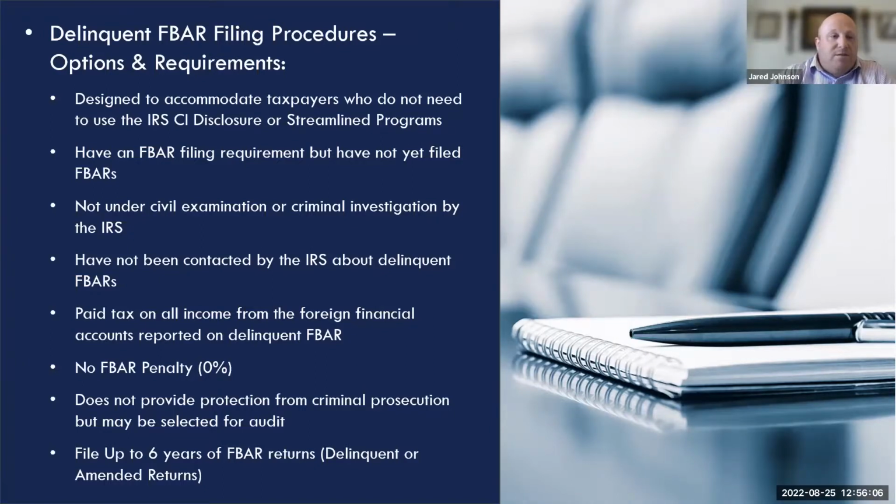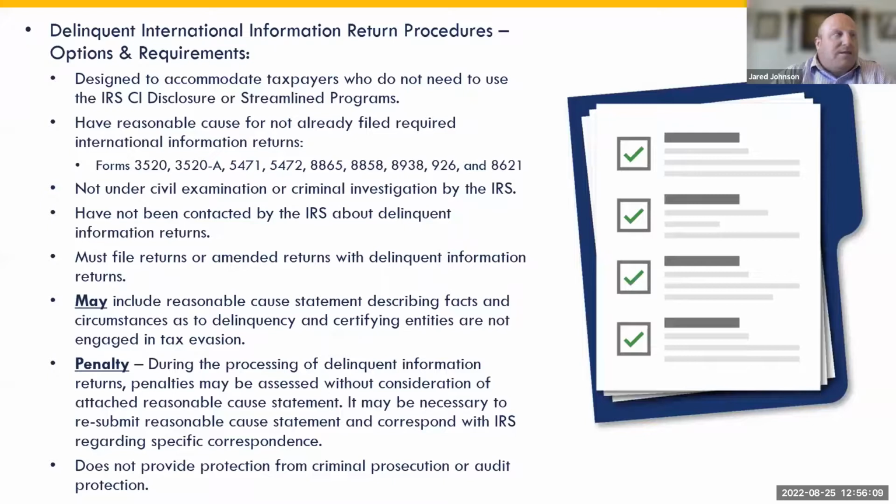This next slide is the one that's kind of the mouthful, the delinquent international information return procedures, submission procedures. So DIIRSP. And this is designed also to accommodate taxpayers who don't need to file under the criminal investigation disclosure or the streamlined programs, and that you have a reasonable cause for failure to file the international forms.